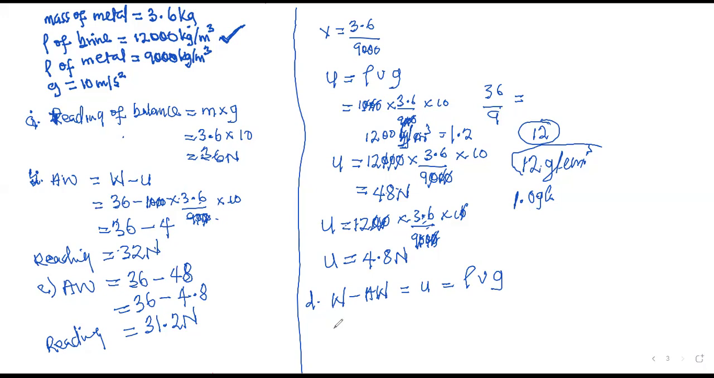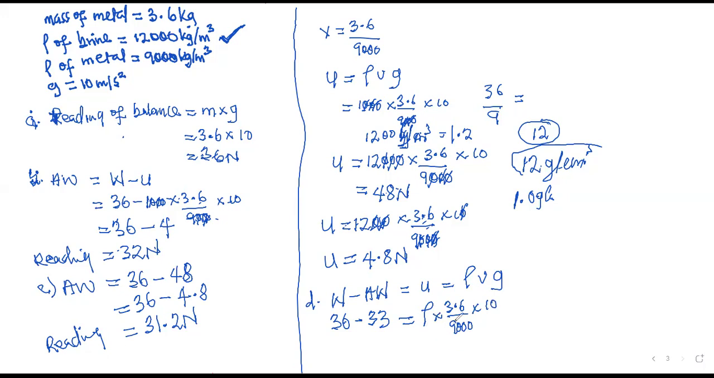Okay, its weight in air is still 36. The weight in fluid, which is the reading of the balance, is given to us, and here we are told it's 33. So 36 minus 33 must be equal to the density of the liquid, which we are looking for, times the volume of the liquid displaced, which is equal to the volume of the object. So 3.6 divided by 9,000 times acceleration due to gravity.